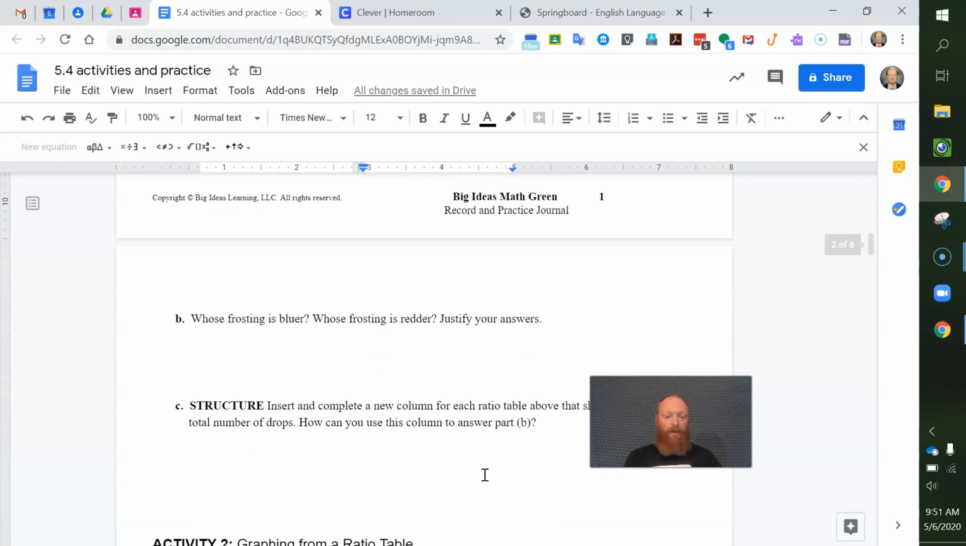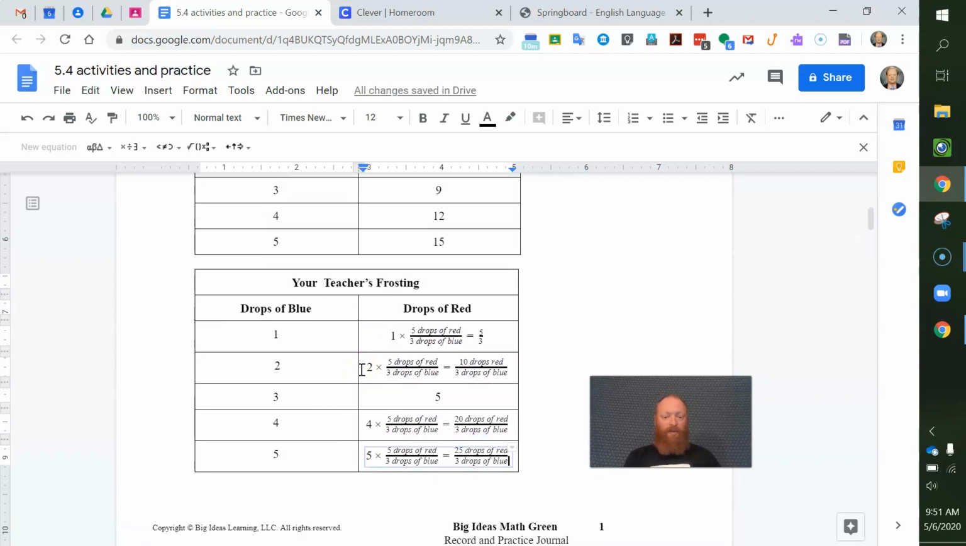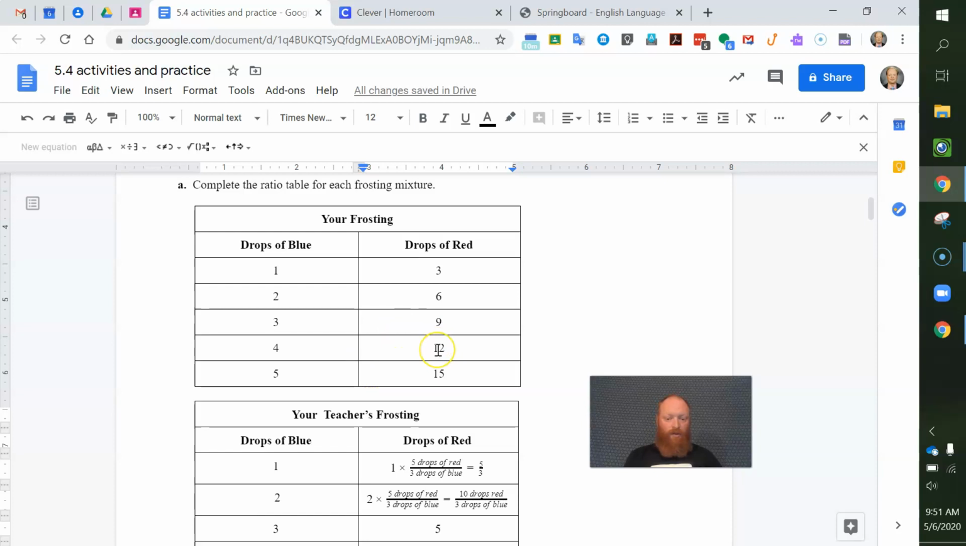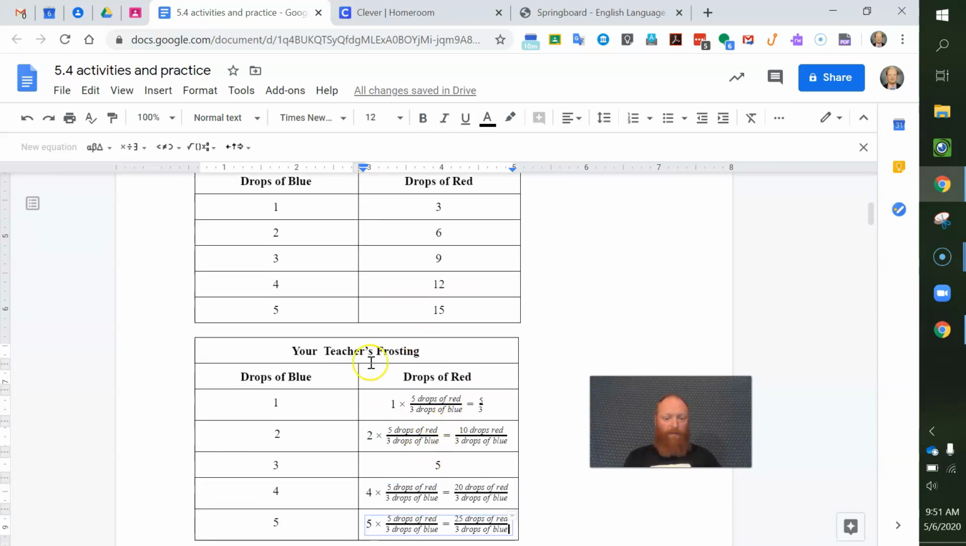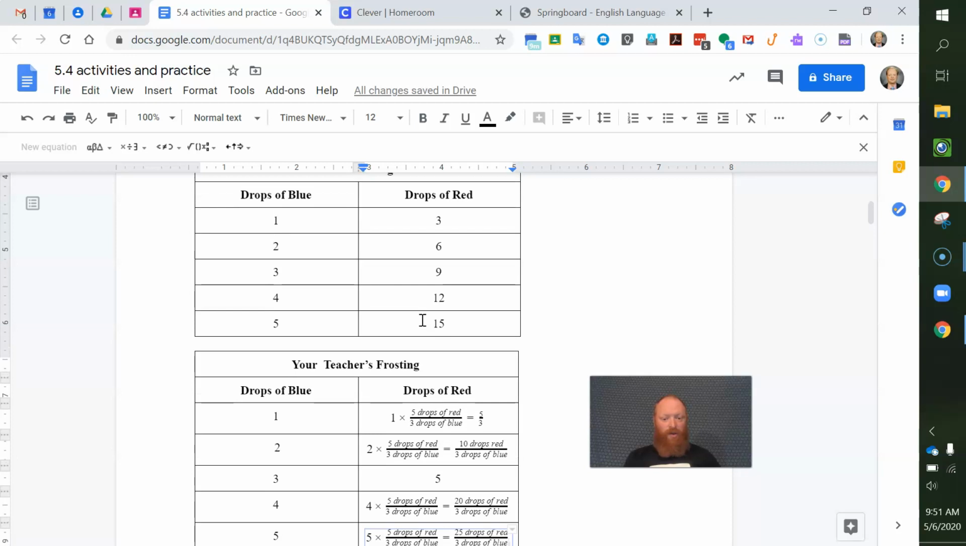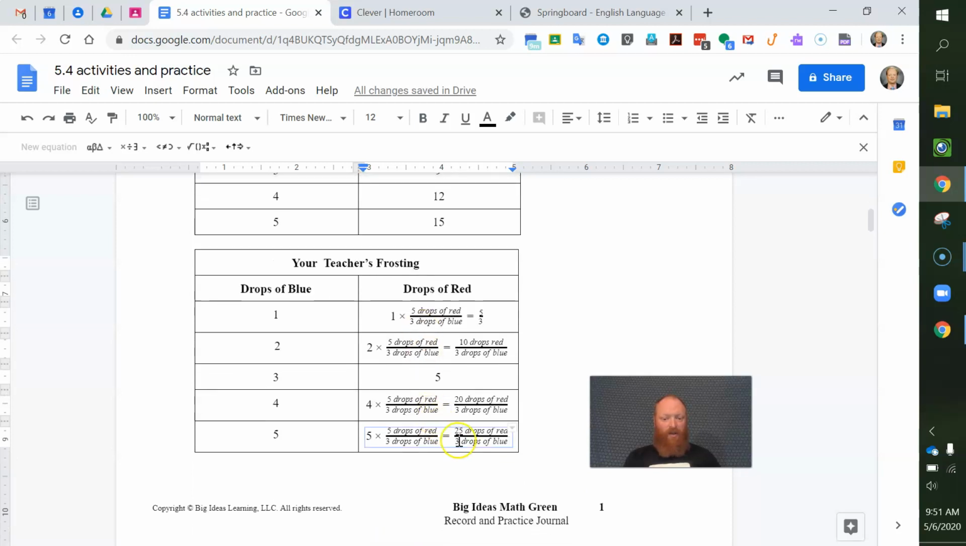Okay, so whose frosting is bluer? Well, who would have more drops of blue compared to drops of red? So let's see here. Let's look at this. We would have 25 drops of red compared to 3 drops of blue.